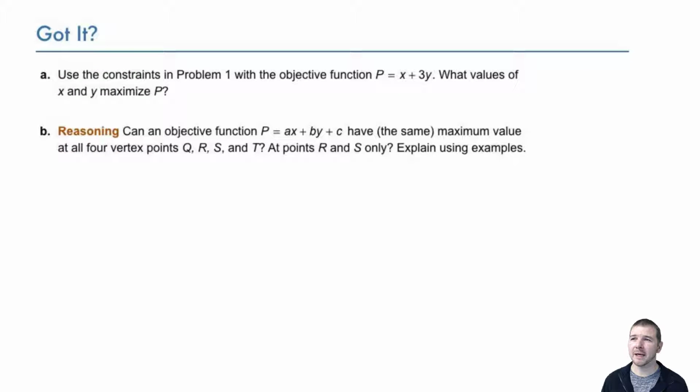Your turn, part A. Use the constraints in problem 1 with the objective function P equals x plus 3y. What values of x and y maximize P? And part B, a reasoning item. Can an objective function P equals ax plus by plus c have the same maximum value at all 4 vertex points, Q, R, S, and T? What about at points R and S only? Explain using examples.